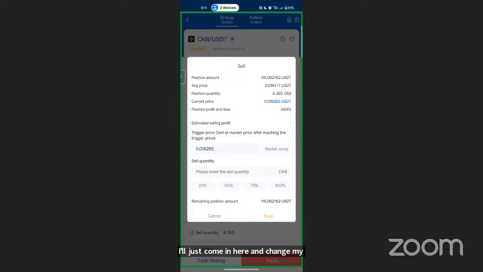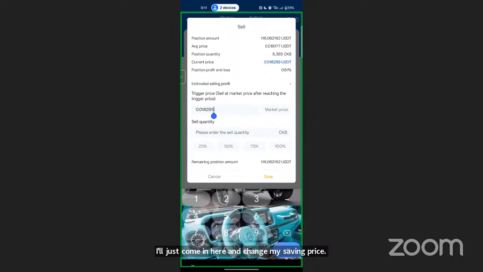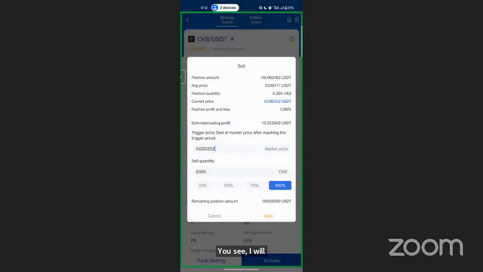I'll change my selling price because I want more money. Am I making sense? Then I'll change my selling price to 0.020253. Then I say 100%. You see, I will make $13. Give me a yes in the chat if you see. I will make $13 from $100 if I can be patient for this coin to hit my resistance one.